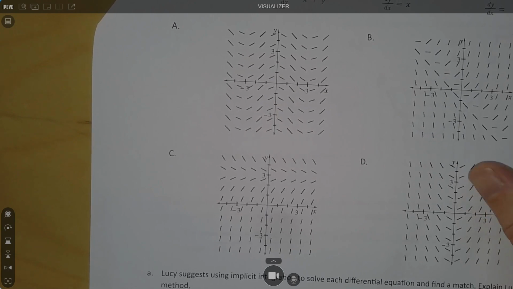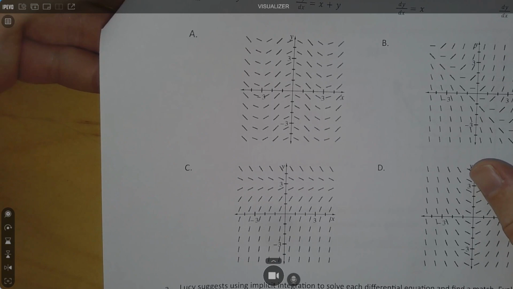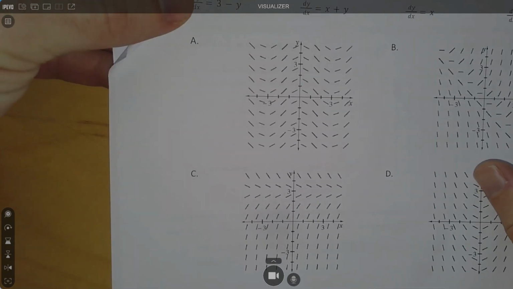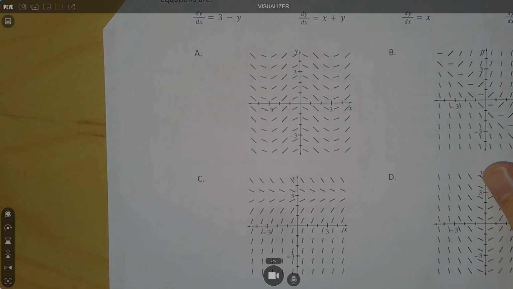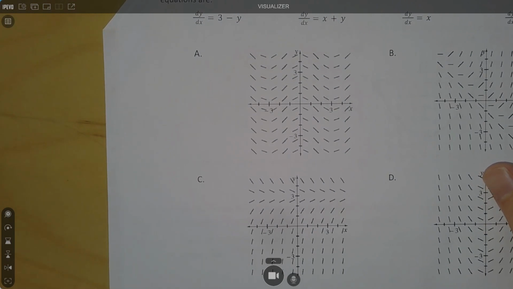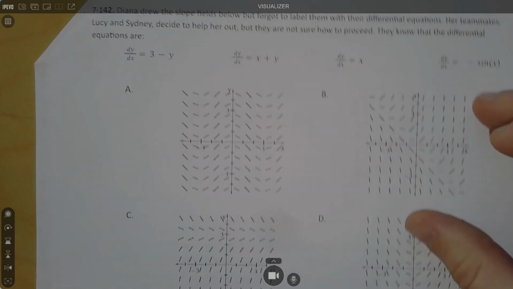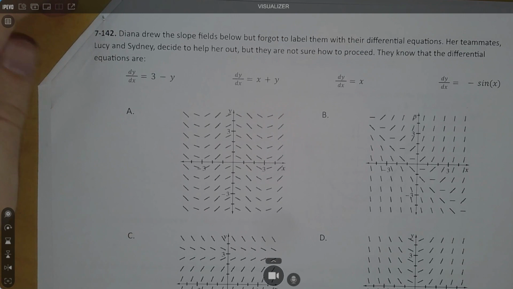Diana drew the slope fields below, but forgot to label them with their differential equations. Her teammates, Lucy and Sydney, decide to help her out, but they are not sure how to proceed. They know that the differential equations are, okay, sorry, I did not have that centered. dy/dx is 3 minus y, dy/dx is x plus y, dy/dx equals x, dy/dx equals negative sine x.